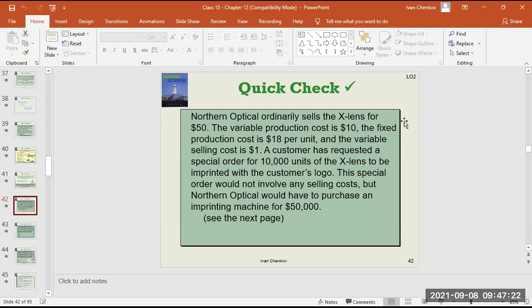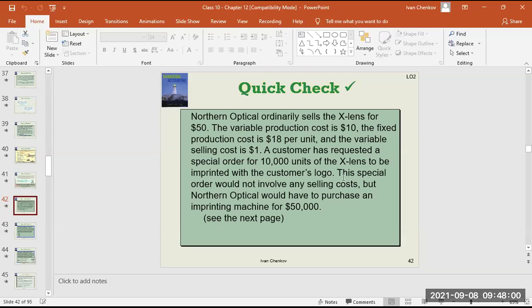So let's see, out of those costs that we have here, which are relevant, which are not. Variable production cost obviously is relevant, $10. Fixed production cost, well, that's a fixed cost. So regardless of whether we do it or not, that cost always stays. So that's irrelevant. And the variable selling cost of $1, since we're doing the special order and it clearly says that this special order will not involve selling cost, that $1 can be avoided. So far, the relevant cost is only $10.